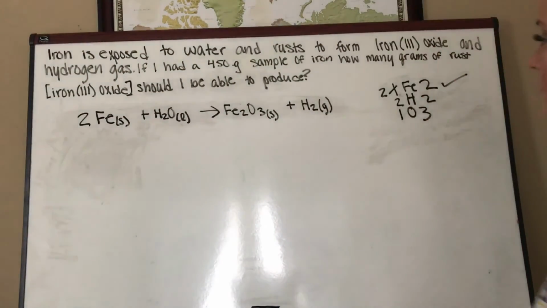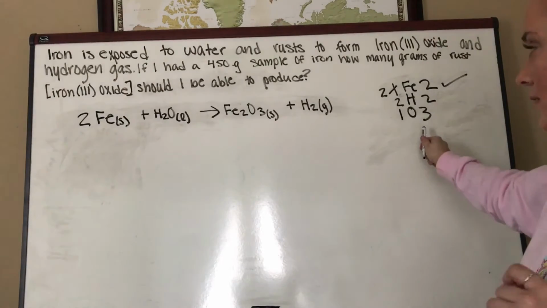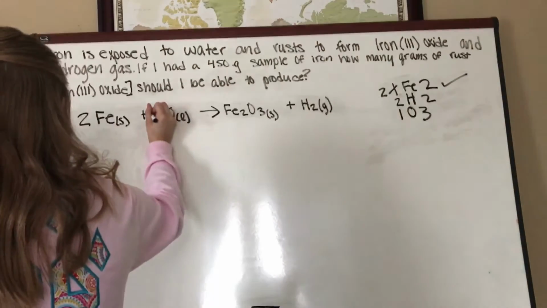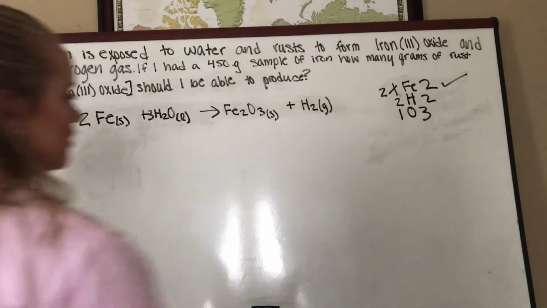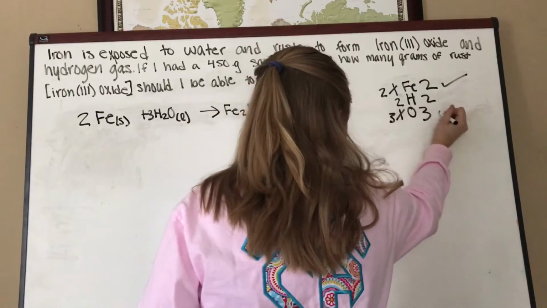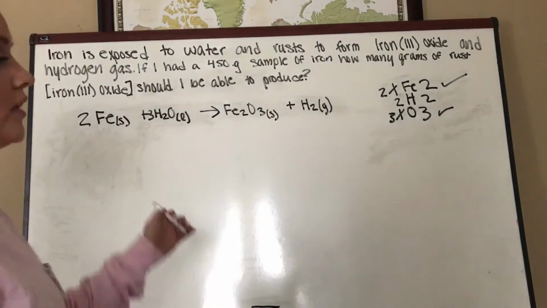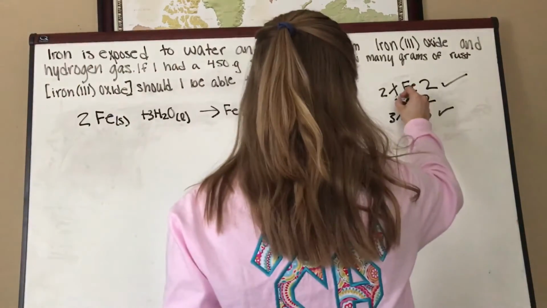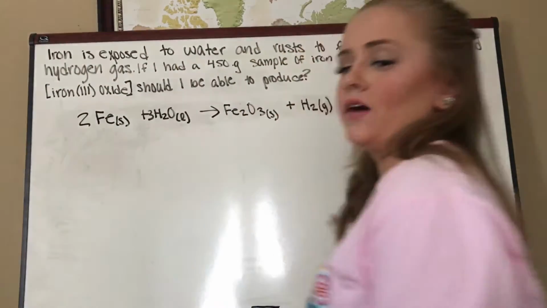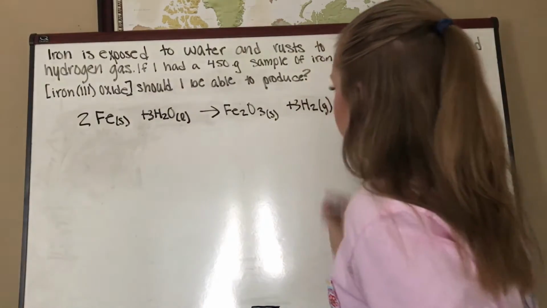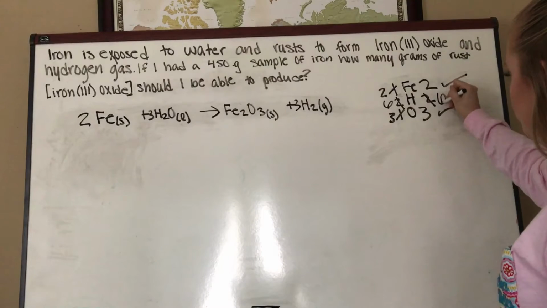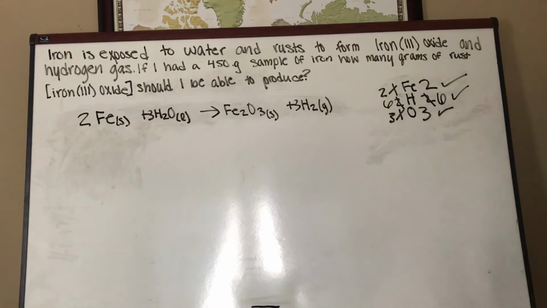To start our balancing, we are going to add a 2 in front of our iron to balance out the 2 that is on the other side. That is now balanced. Next, we need to balance our oxygens, so we add a 3 in front of the H2O. That leaves us with 3 oxygens on the left side, but it now leaves us with 6 hydrogens on the left side. To fix that, we add a 3 in front of our hydrogen gas on the right side to also give us 6, and then our equation is balanced.